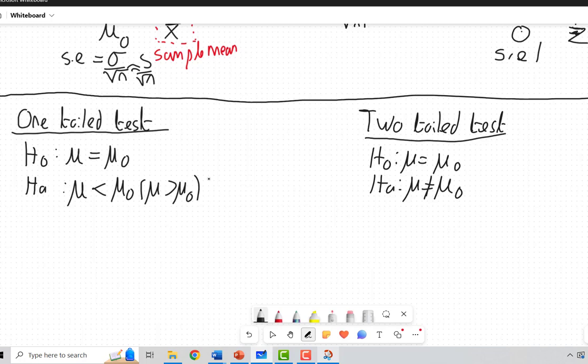Now, we actually can do the actual test. And remember, all we're doing is taking this sample mean and putting it on. So this is kind of the hypothesis. I should have written it there. So this is the hypothesis. We now have the test statistic.